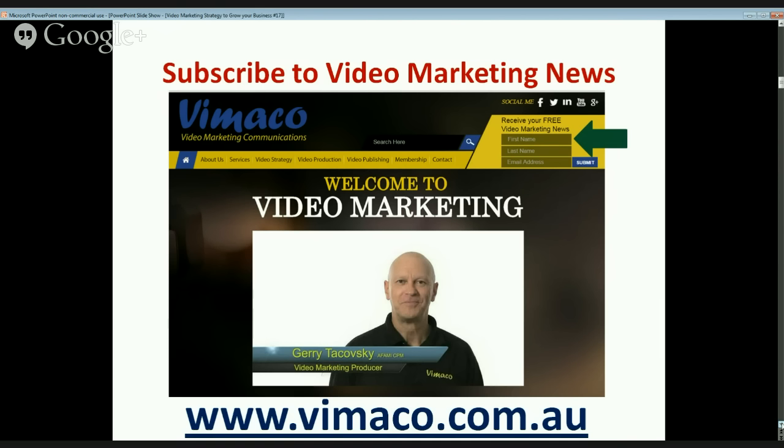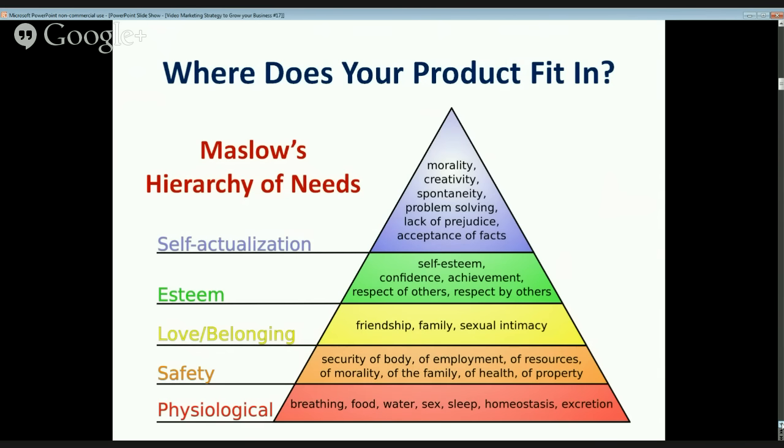Okay, now let's move along. Where does your product fit in? This is very important. I'm sure most of you will be aware of Maslow's hierarchy of needs. It works like this: the most important needs are down the bottom here, the physiological needs, such as breathing. If you couldn't breathe, that's quite an urgent problem. But we want to satisfy these needs first before we go on to the next level of the hierarchy, which is safety. Then you have love and belonging, esteem, and self-actualization.